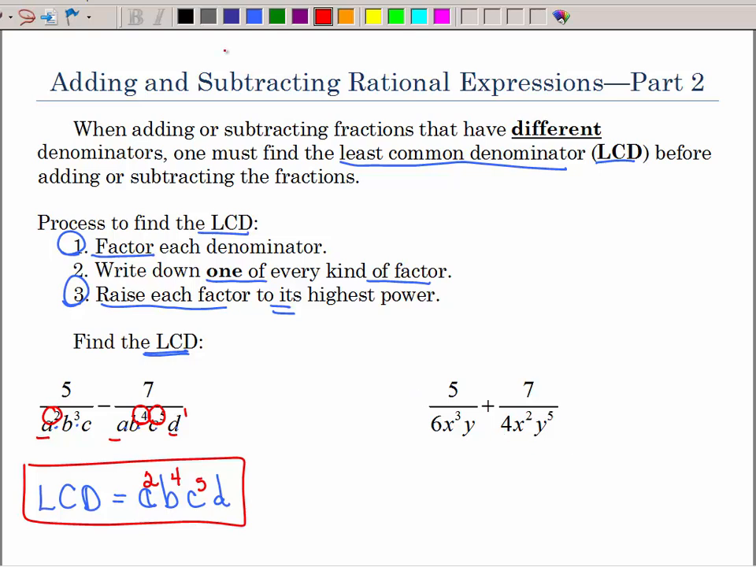Let's look at this next one. Well, 6 and 4. You should know the least common denominator, as in what's the smallest multiple they have in common? 12. So the least common denominator is 12. That takes care of the 6 and the 4. And since the other factors are an x and a y, we write that down. And then we want it to the highest power. So we have 3 and 2. Highest power would be 3 on the x, and then the y, the highest power, is 5. So this LCD, least common denominator, would be 12x cubed y to the 5th power.